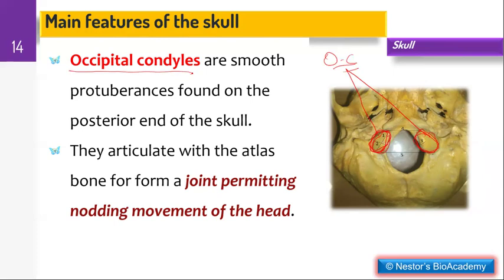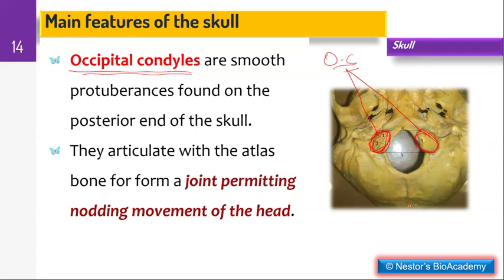And these occipital condyles are important because they are the ones which are going to fit onto the first bone of the vertebral column. So once they fit into those articular facets, those depressions of the first bone of the vertebral column, they end up forming a joint which is going to permit the nodding movement of the head. So it is these two smooth protuberances that the skull is going to use to articulate with the bones of the vertebral column.